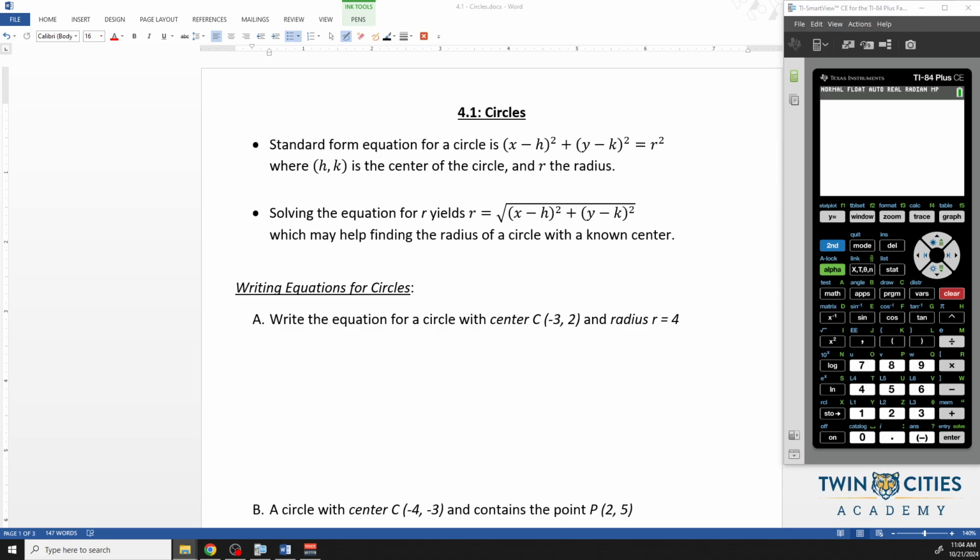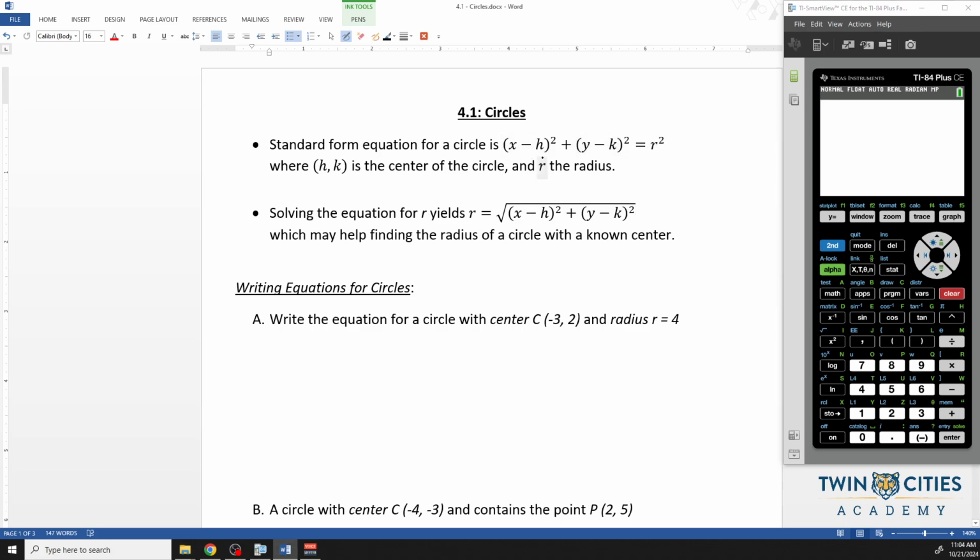So the standard form equation for a circle is (x minus h) squared plus (y minus k) squared. This is going to be equal to r squared, the radius. Well, h and k are going to be the x and the y values for the center of the circle, respectively. So h is the x value for the center of your circle, k is the y value for the center of your circle, and r is the radius.